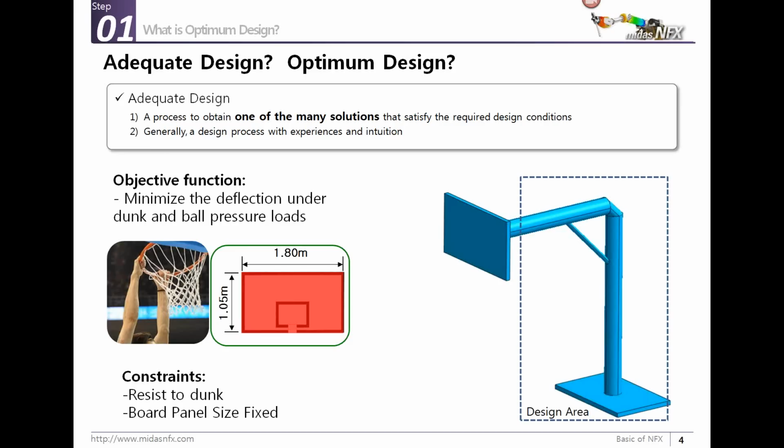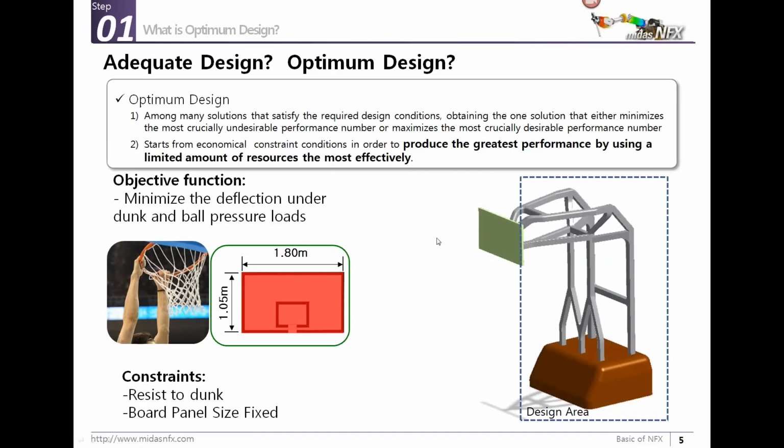What I call adequate design is the process to obtain my final design out of many solutions. Generally this design is made by experience and intuition. So if you already designed a lot of basketball hoops in your life, you know, oh, the size should be something like that, then I put a bar here, and then I get a design. So this will be the adequate design.